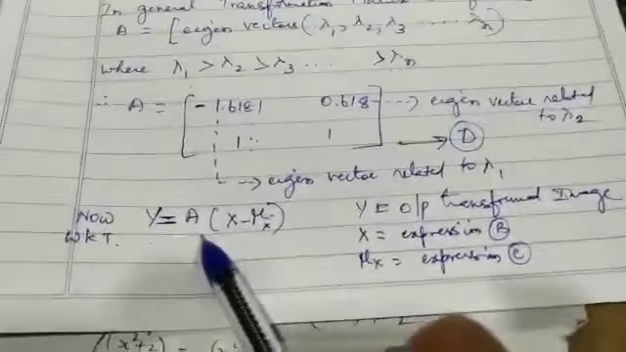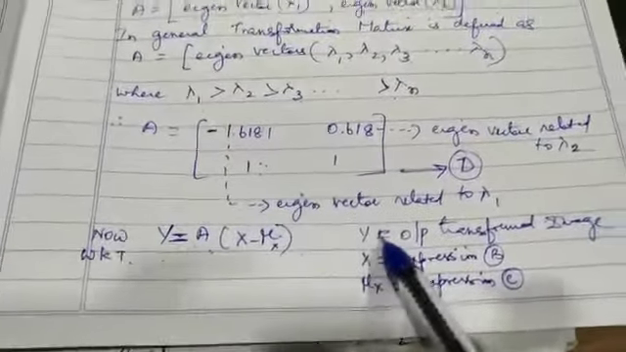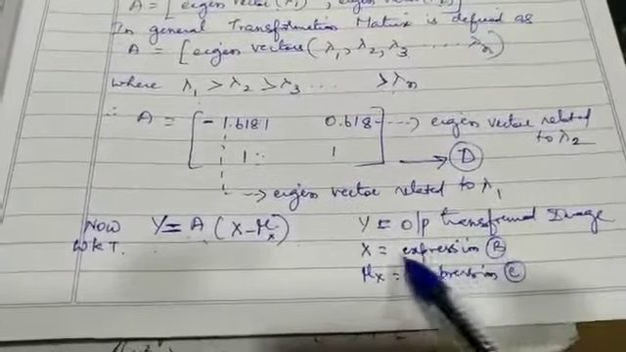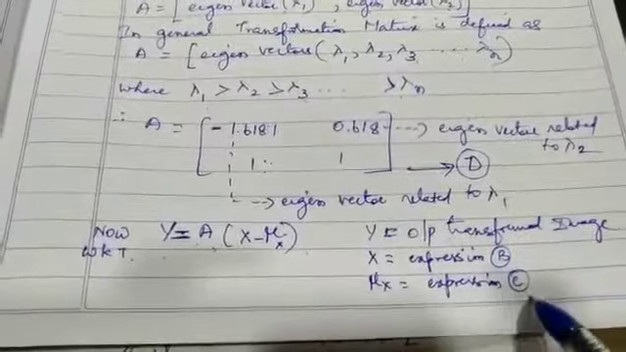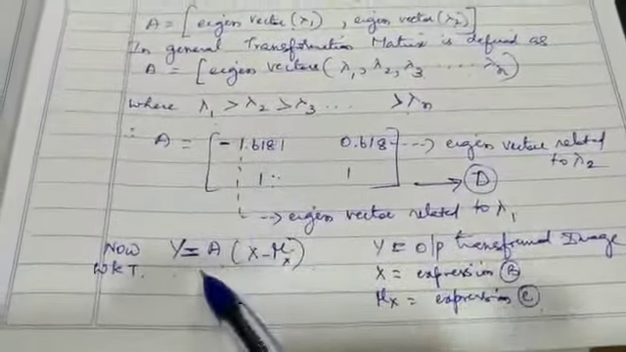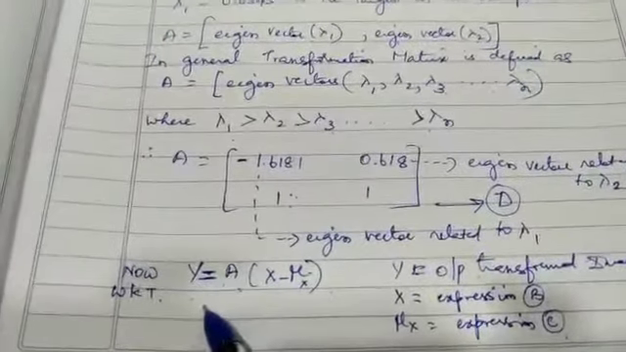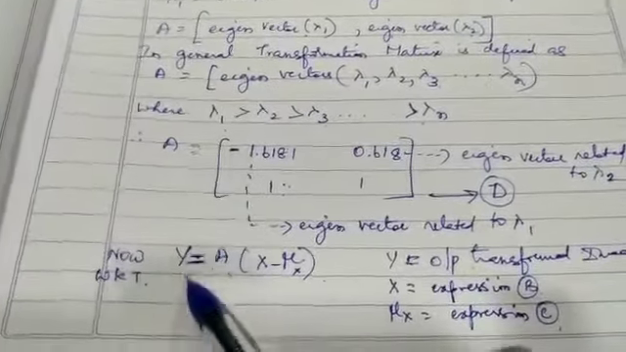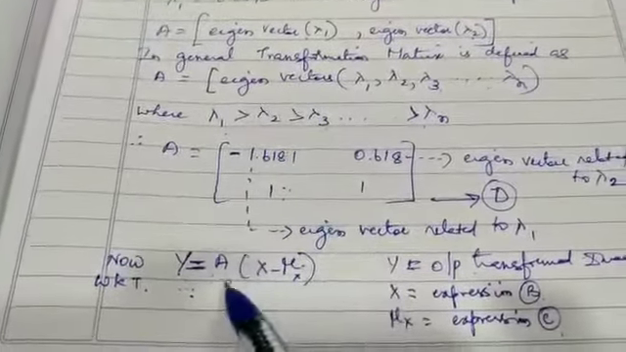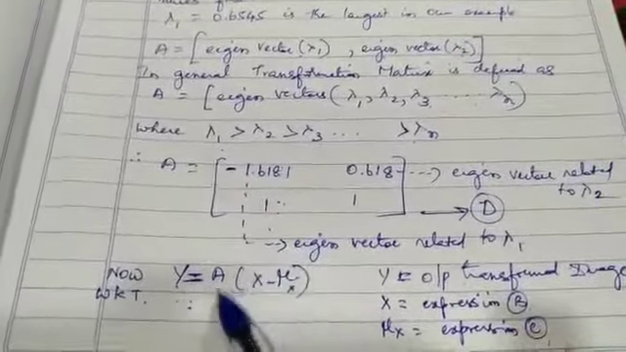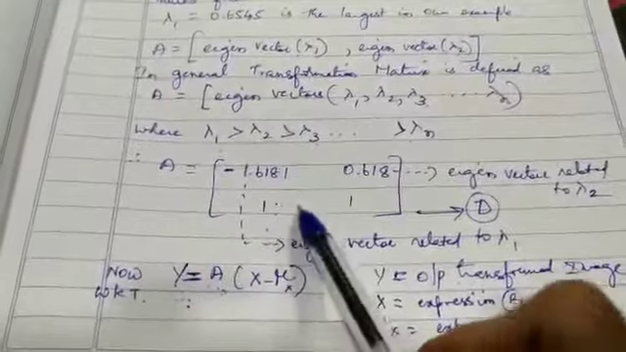We know the expression for KL transform as y is equal to A into x minus mu x. Y is the output transformed image. X is the expression that is given in B. Mu x is the expression in C. Now we have found A. Therefore, we can know the total calculation of this expression, and we can define the output image in digital image processing using KL transform. So the aim of this solved example is to find the KL transformation matrix A, and that is done here in this step.